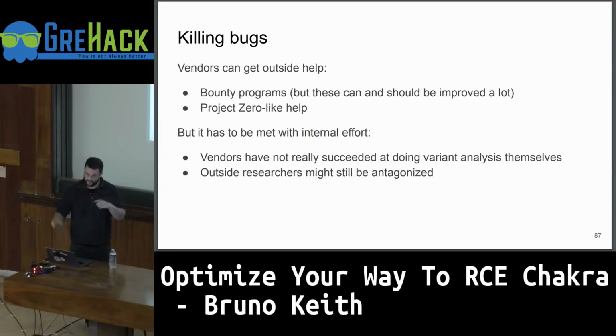But the counterpart of getting outside help is that it has to be met with internal effort, because there's only so much we control from the outside. I believe the sad truth is that vendors have not really succeeded, and that's putting it very nicely, at doing variant analysis themselves. And also, as an outside researcher, you still get the chance of being antagonized, or sometimes you have really weird interactions with people from bounty programs, which might turn people off from helping vendors.